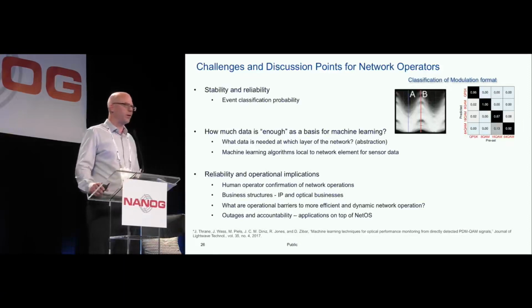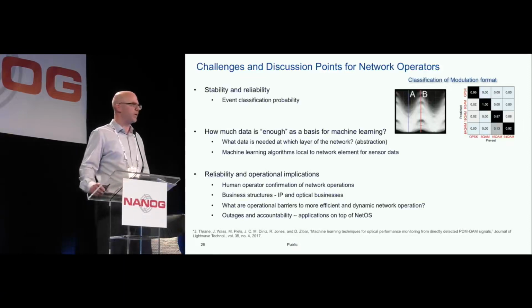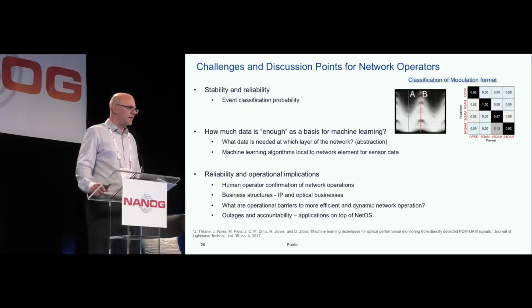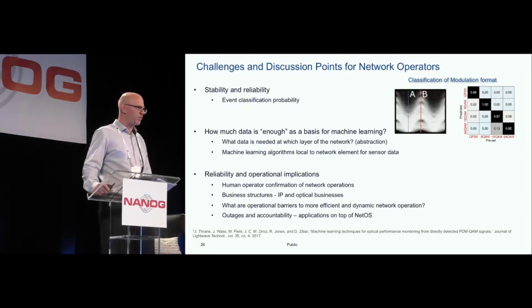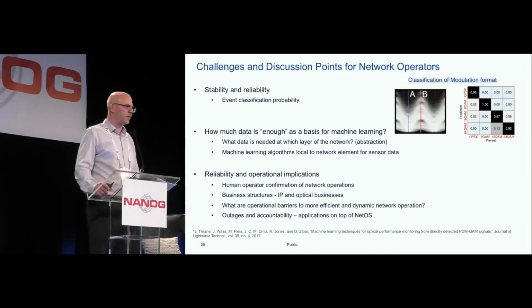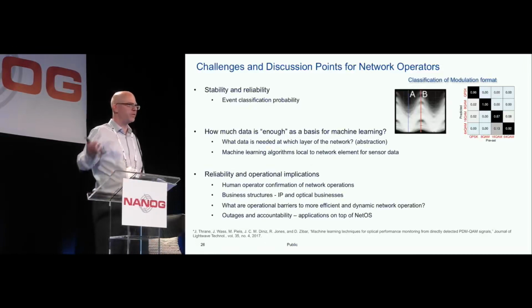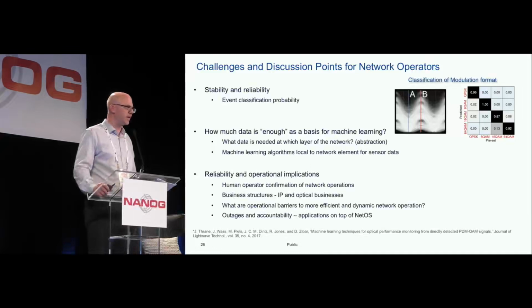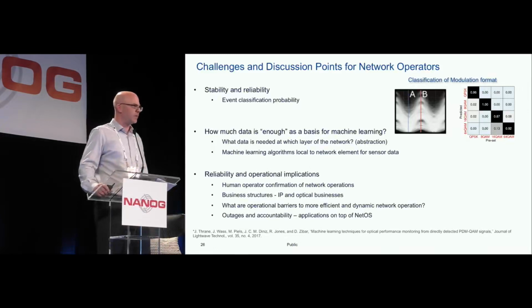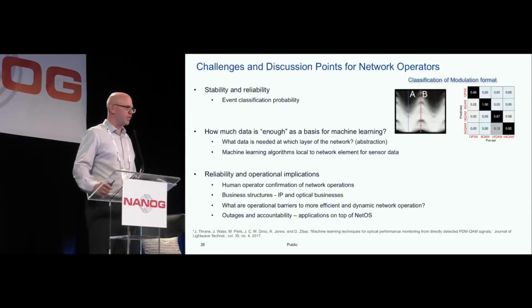When does human operator confirmation need to come in for these different network operations, like a reroute condition? And with some operators, I assume there's some business structures, like differences between IP and optical businesses, that create operational barriers to bringing this kind of dynamism in, that may have nothing to do with technical issues, but everything to do with how businesses are structured.